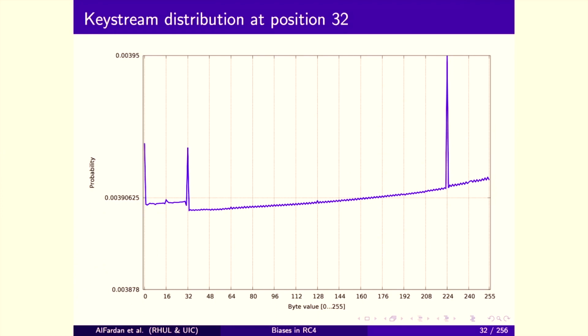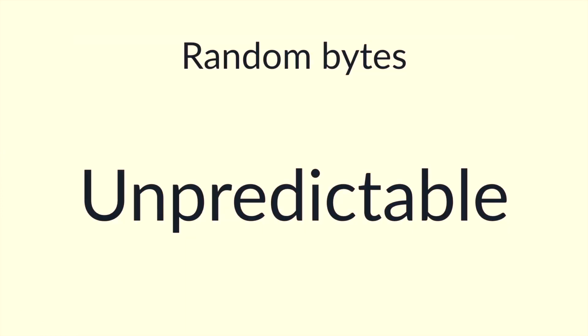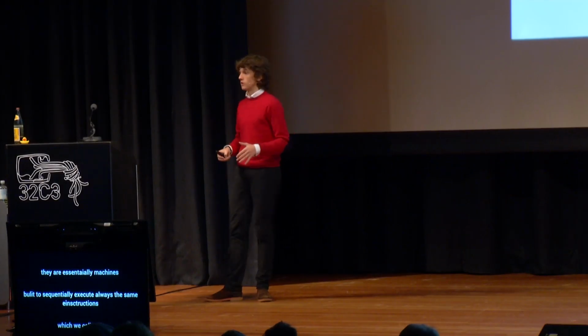But that's not enough. You also want your random bytes to be completely unpredictable. And here is where the task actually becomes difficult. Because if you think about it, we are programming computers. Computers are very deterministic machines, even if they don't feel like they are. They're essentially machines built to sequentially execute always the same set of instructions, which we call code. And when we ask them at some point to do something that is completely different every time they do it, and two equal computers should do it differently, we get in trouble.